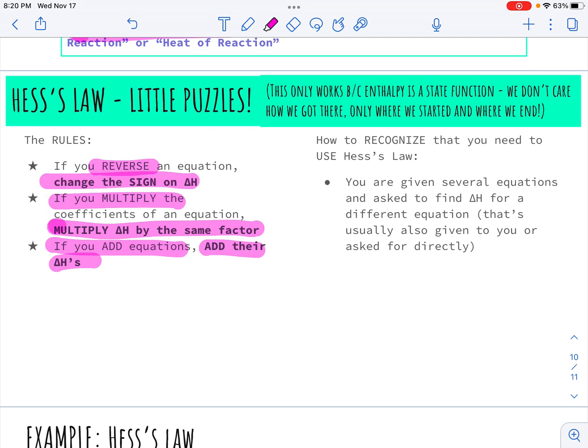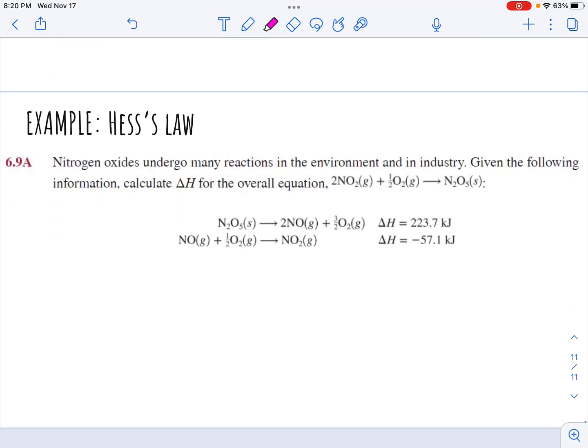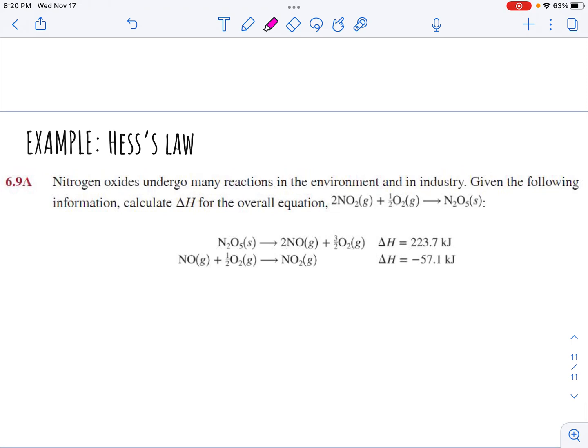These are like little puzzles, and you're going to recognize that you need to do this if you're given several different equations or different reactions, and you're asked to find a delta H for an equation that you don't know it for. Usually all of these will be given to you. So the questions look kind of like this. I think they're fun because they're just like little logic puzzles.